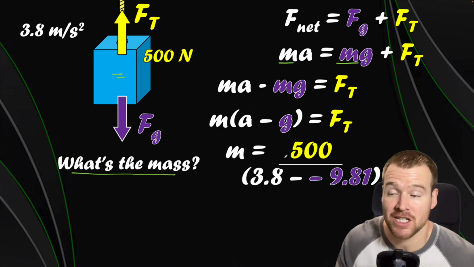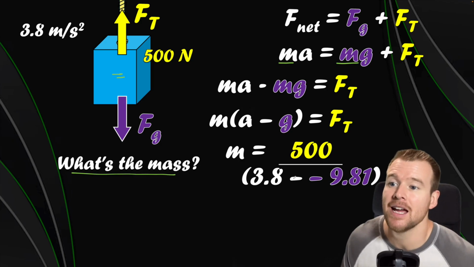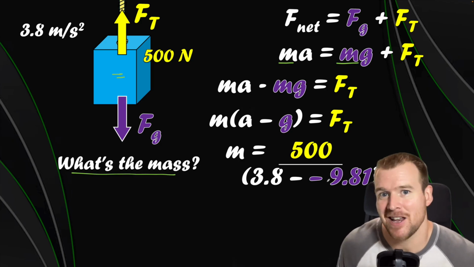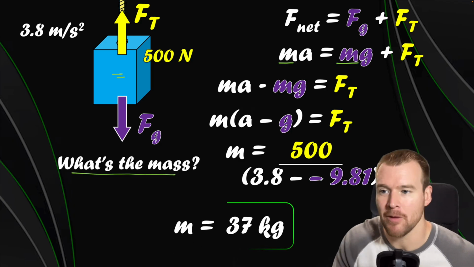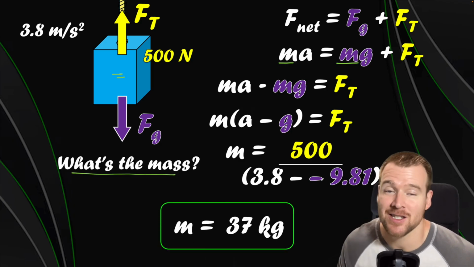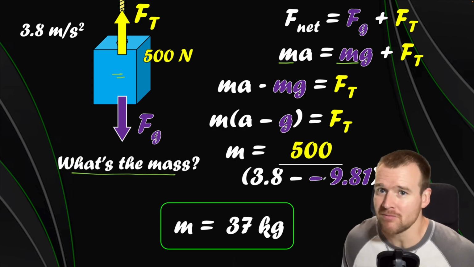Let's plug in our numbers because we know all of these. 500 divided by 3.8 minus negative 9.81. It's really important to take the directions in here. Minus negative 9.81 becomes plus 9.81. And so when we divide that, we get an answer of 37 kilograms for our final answer. So that's a tricky question.